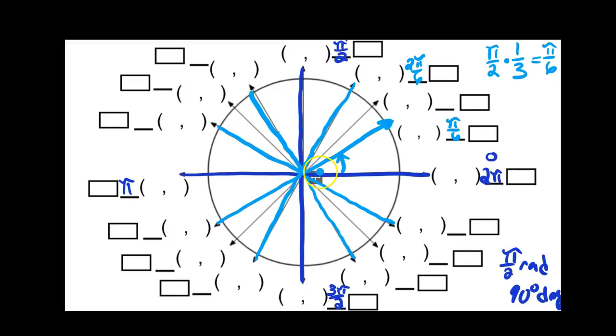Stop at every blue line here, including the dark blue. This is 3 pi over 6. This is 4 pi over 6. We're going to skip this one. This is 5 pi over 6.